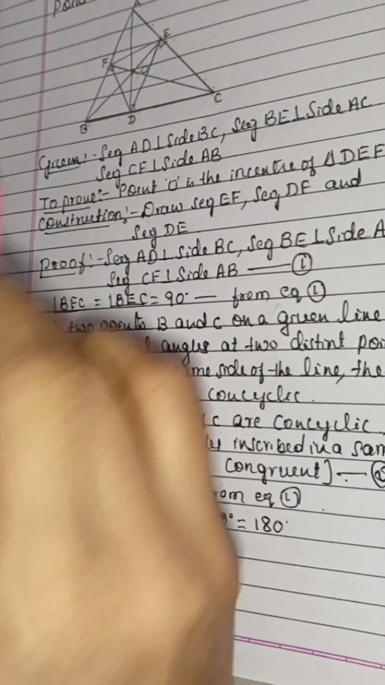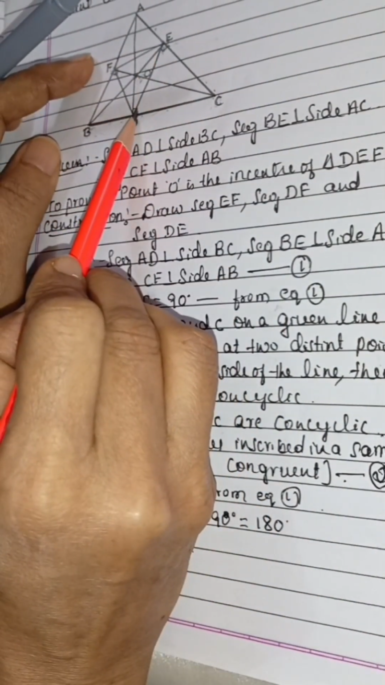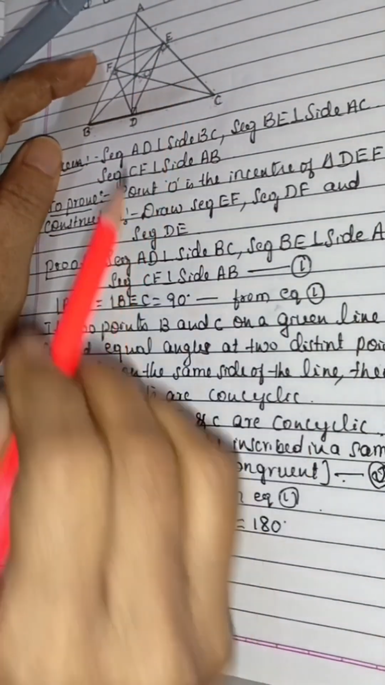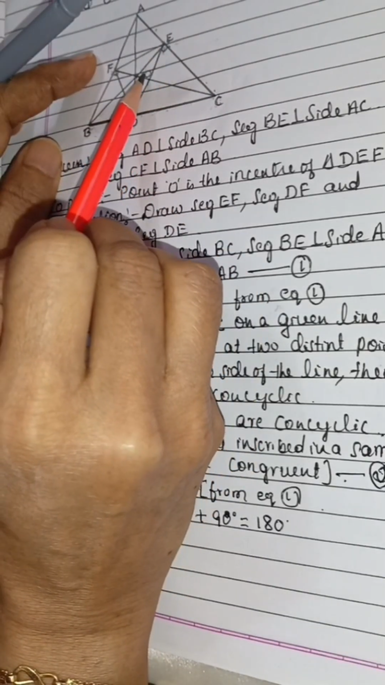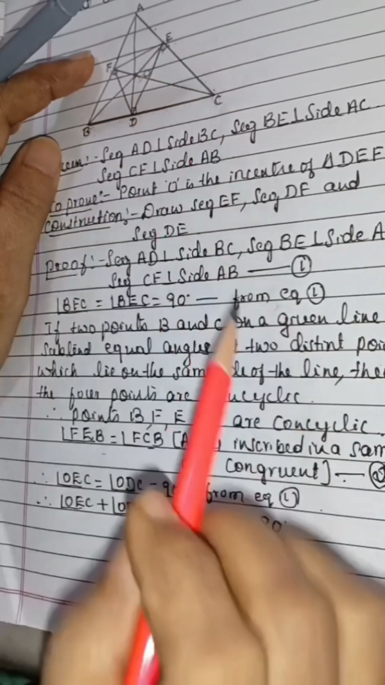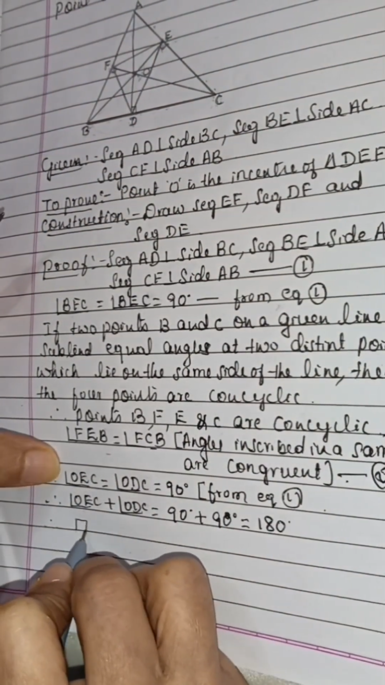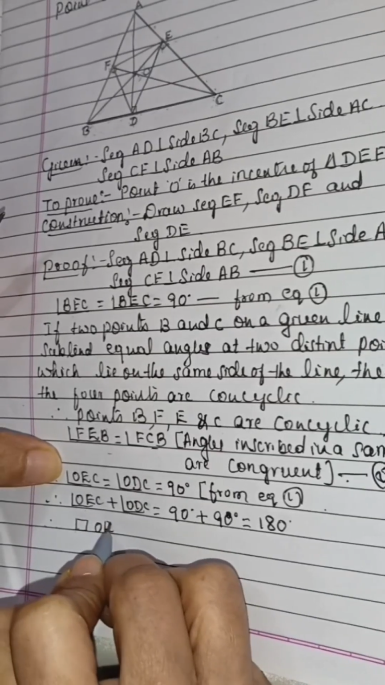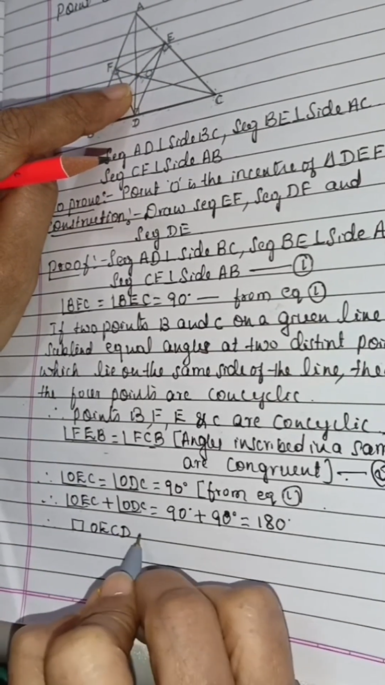Means, in this, opposite angles are supplementary, that is 180 degrees. Therefore, quadrilateral OECD is cyclic.